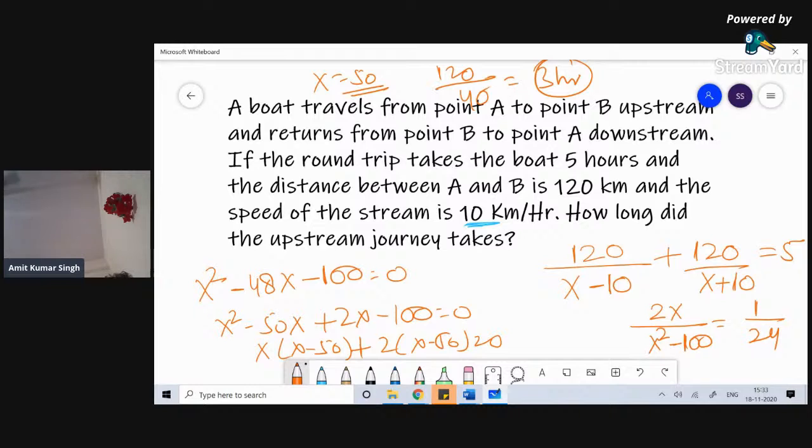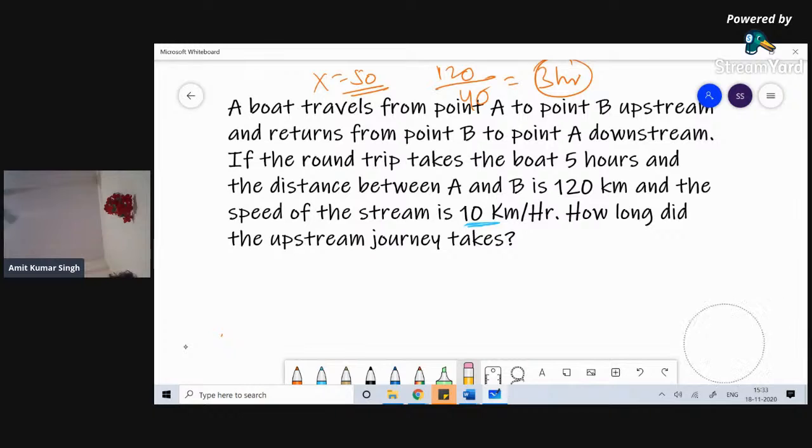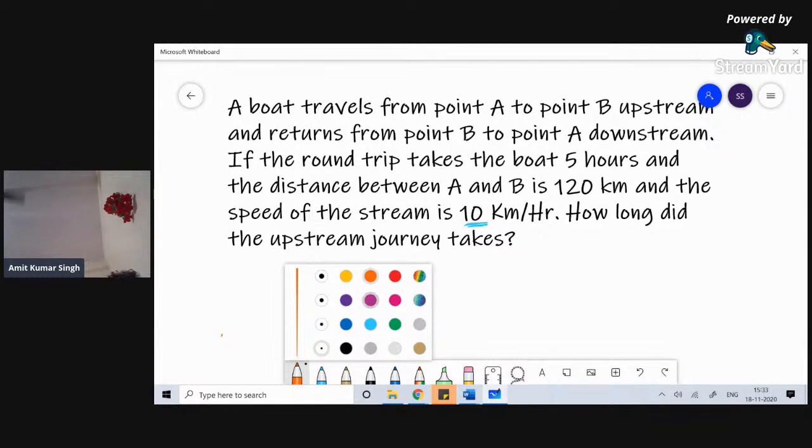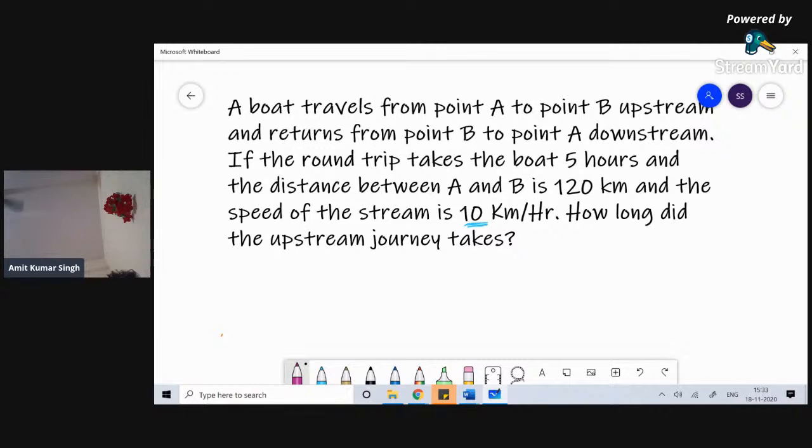So Madhvi is asking to explain one more time. See this, Madhvi. Here in this problem it is given that a boat travels from point A to point B upstream and returns from B to A downstream. The round trip takes 5 hours and the distance between A and B is 120 kilometers. So the boat is going from A to B and the total distance is 120 kilometers.